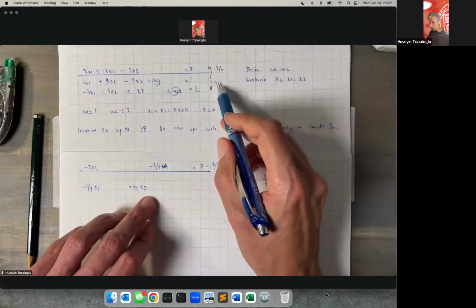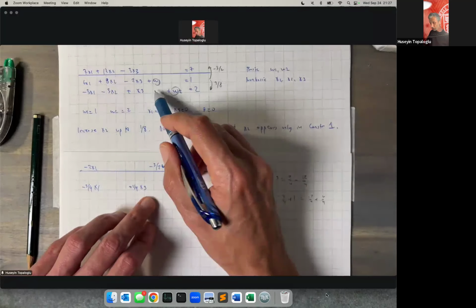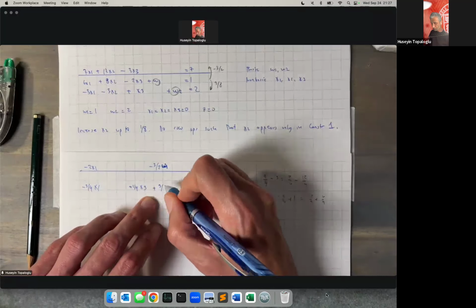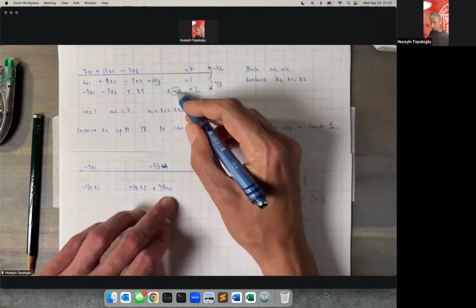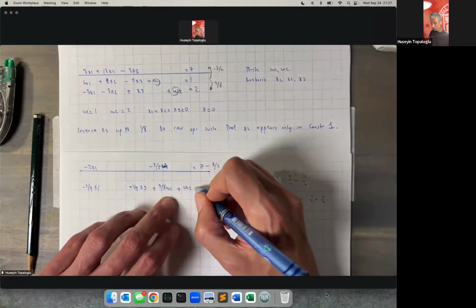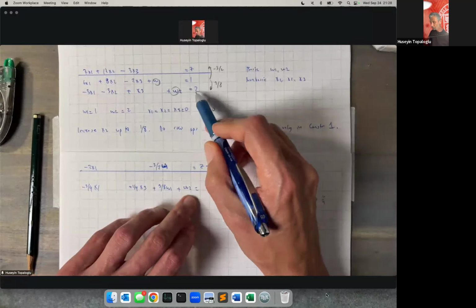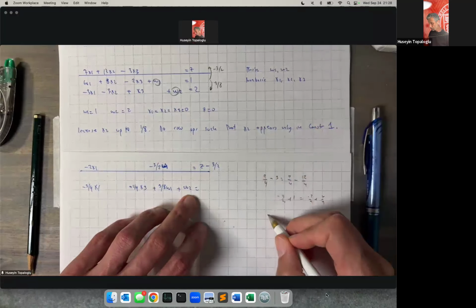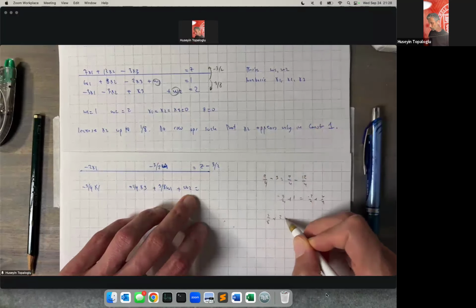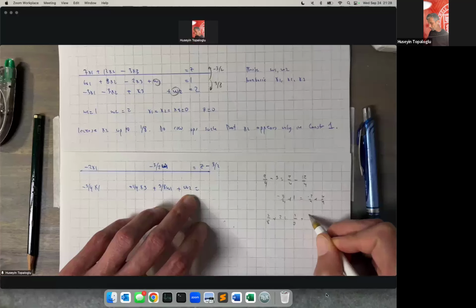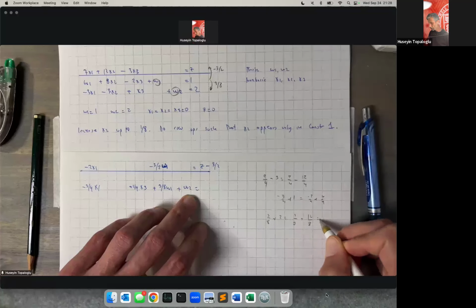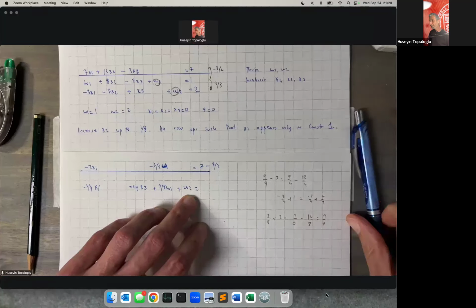Good. W1 times 3 over 8 is 3 over 8 W1 plus no W1. That's 3 over 8 W1. No W2 plus W2, W2. And on the right-hand side, 1 times 3 over 8 is 3 over 8 plus another 2 on top of that. 3 over 8 plus 2. That is 3 over 8 plus 16 over 8. That is 19 over 8.